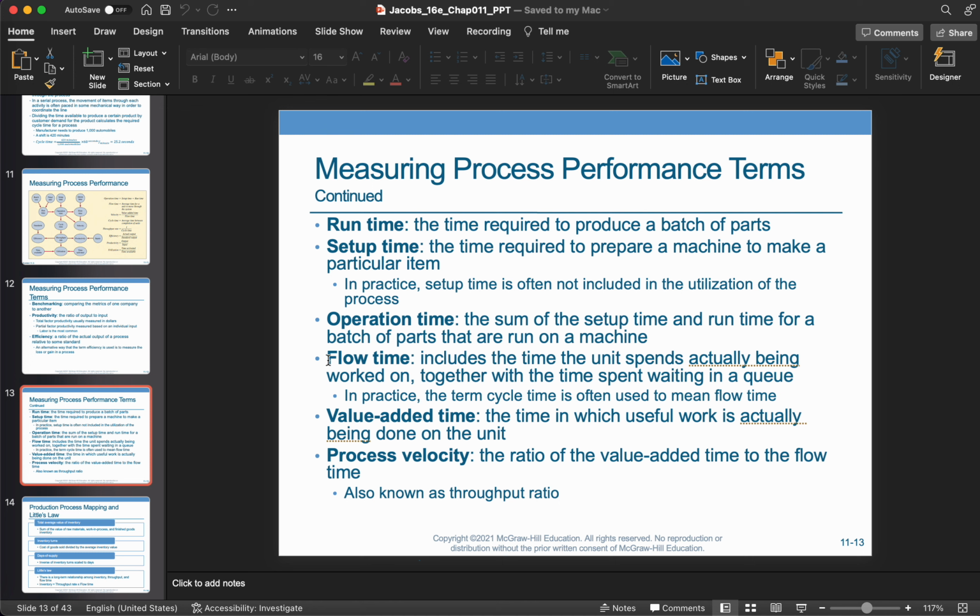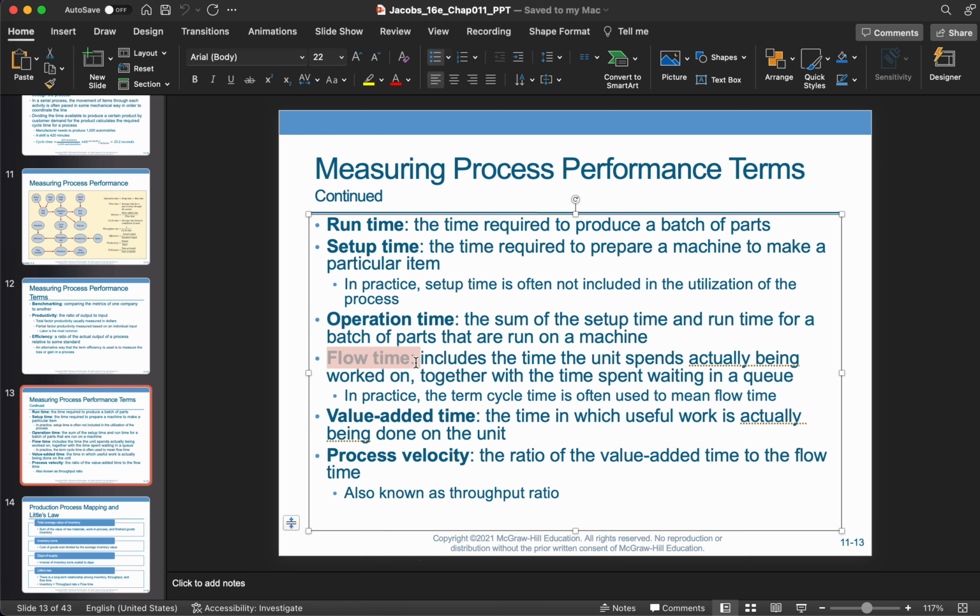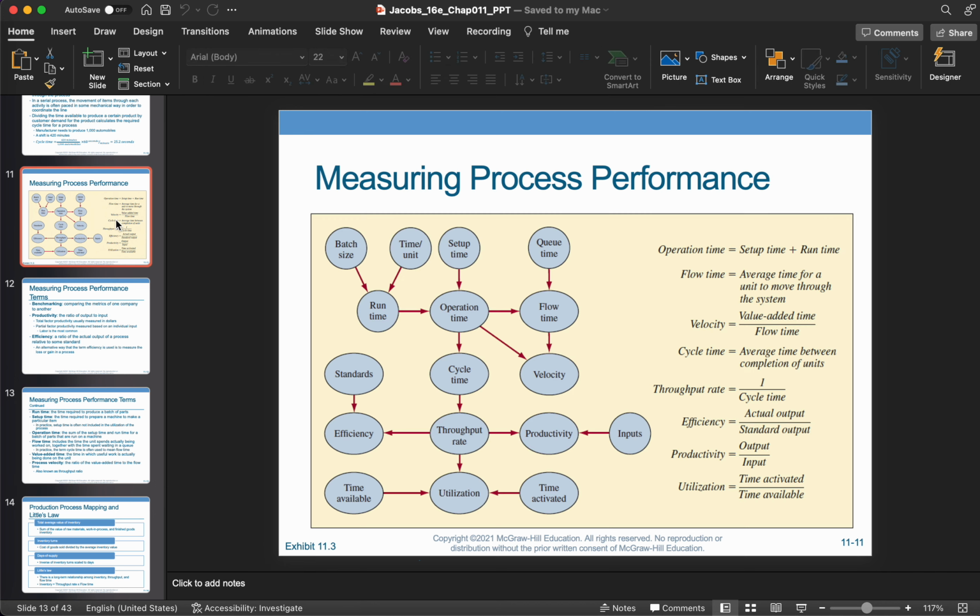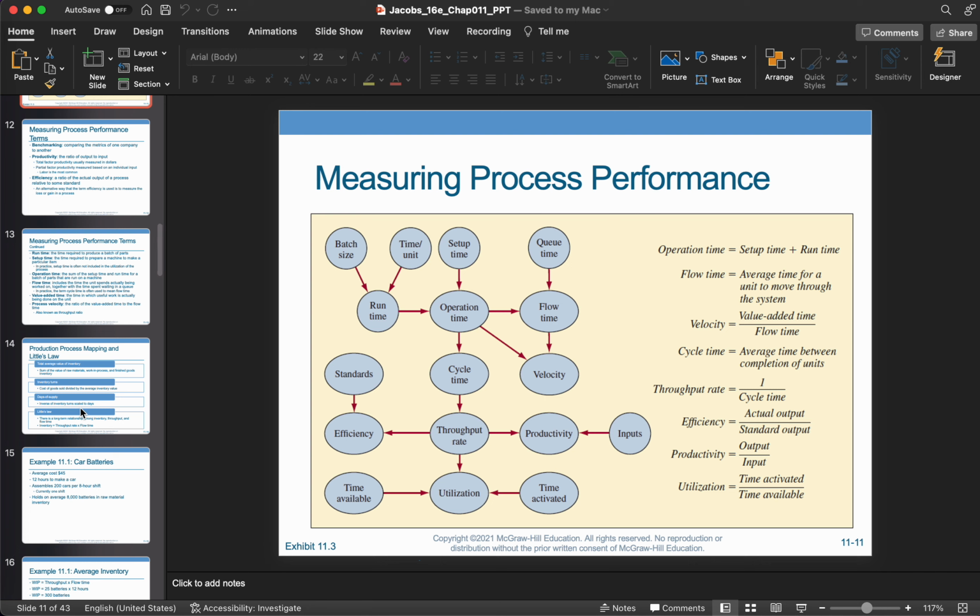Flow time, like I said, is an important metric. So is setup. Knowing the setup time and run time and operation time, we can calculate flow time, and of course, process velocity or the throughput ratio. Like I said, throughput rate is essentially the inverse of the cycle time, right? So these are all metrics that we should calculate.